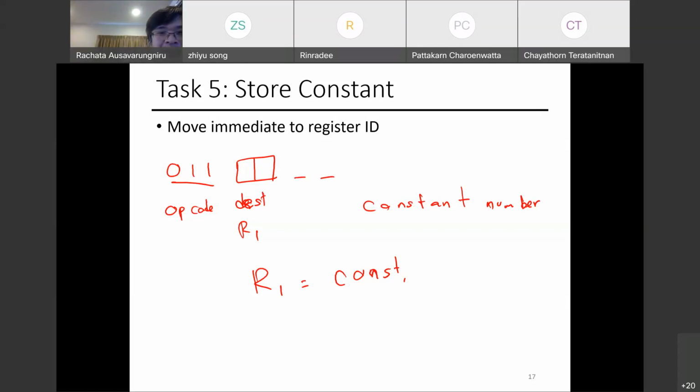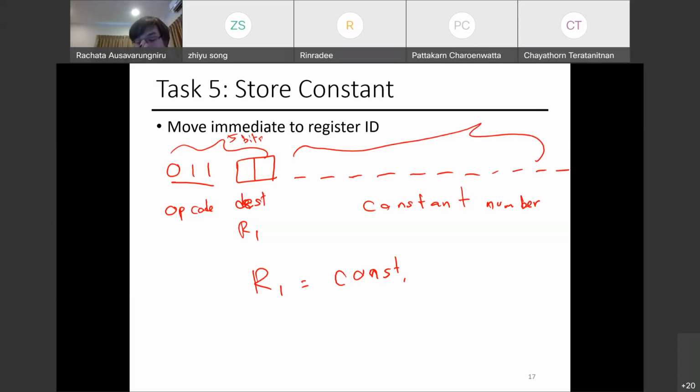I can put it here, right? I have these 5 bits. And I still have how many bits left here? 11 bits, right? This would be where you put your constant value. If you go read the ISA, this constant, we call this the immediate. Basically, treat this as a flat number, and you can convert this to a number.